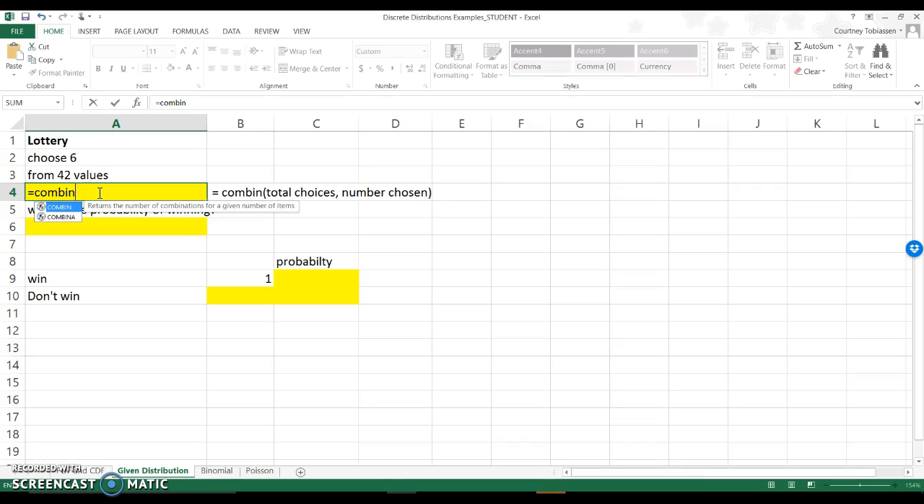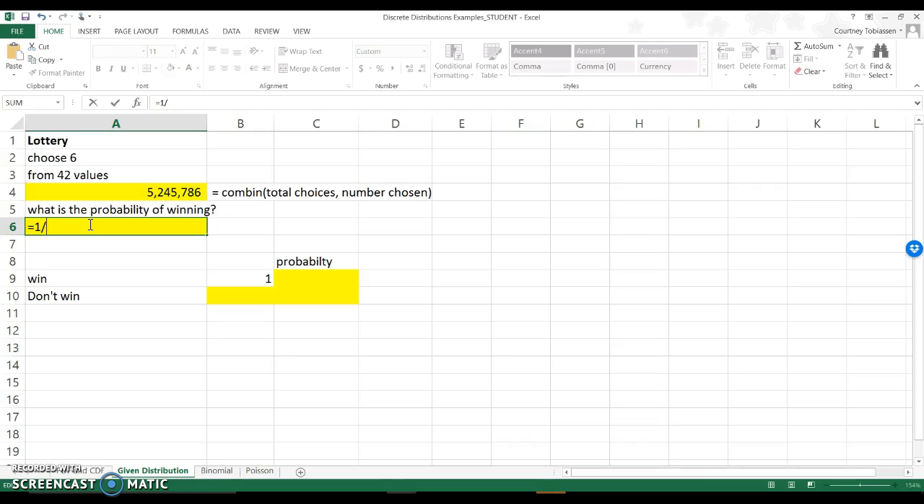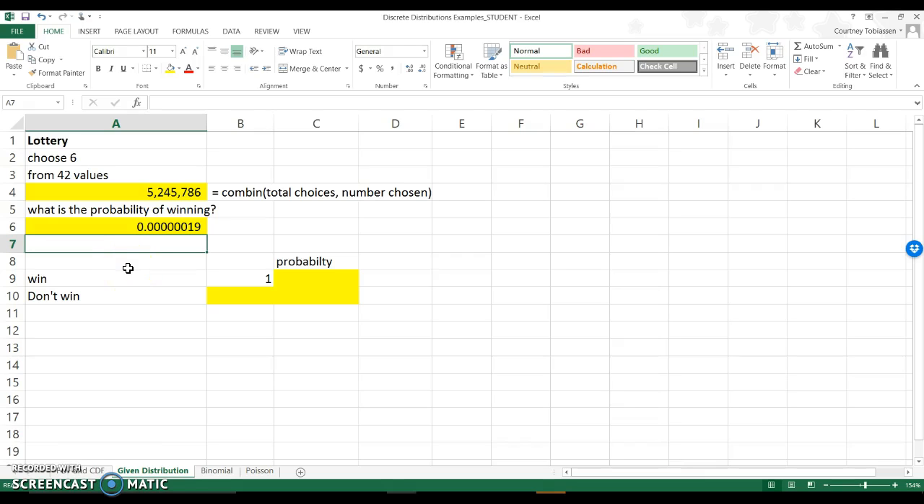So COMBIN, and then you get to say what are your total choices, in this case 42, and we are going to choose 6 of them. Oh look, that's the same number that we saw. So the probability of winning is 1, you match all 6, that's your choice, divided by the total number of possible outcomes, which is that number. So we're going to say equals 1 divided by that number, and that is your probability of winning. That's kind of painful.